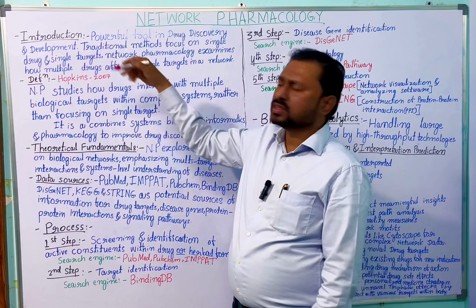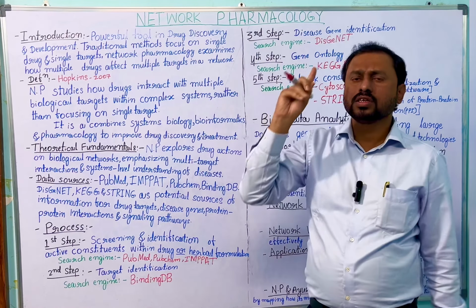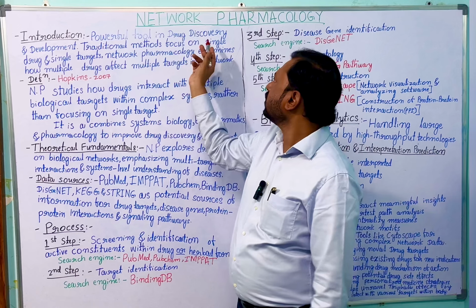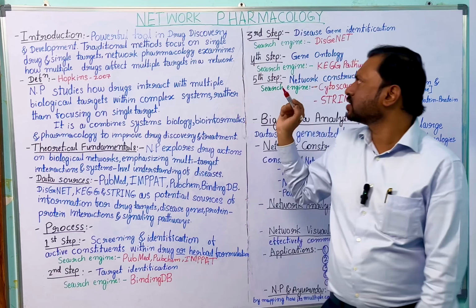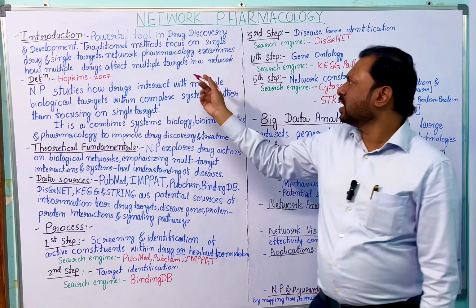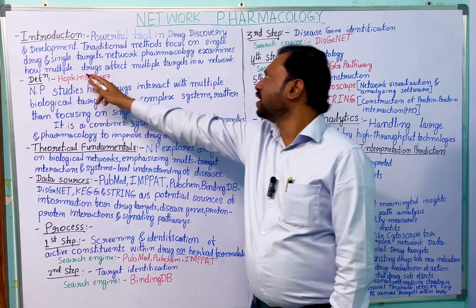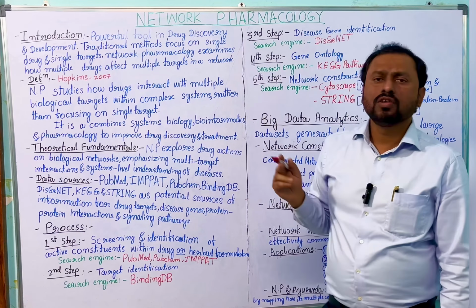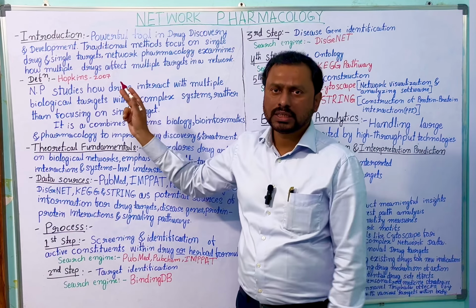Previously the traditional method focused on a single drug and single target, that is what we traditionally used in drug discovery and development. Here the network pharmacology examines how multiple drugs affect multiple targets in the whole network. Whether multiple drugs or a single drug, how multiple targets are affected, we will study in this network pharmacology. The first time this science was introduced was by Hopkins in 2007.